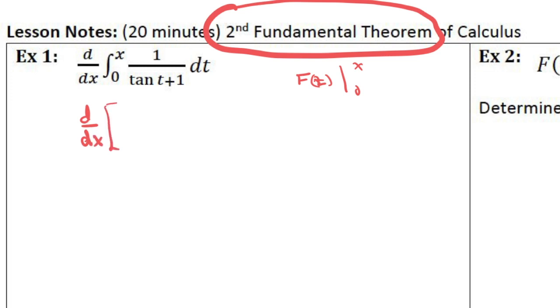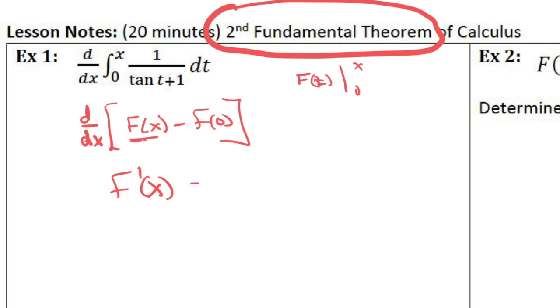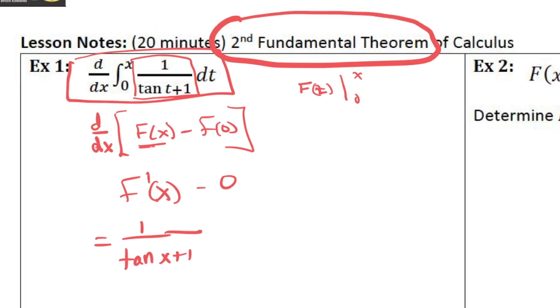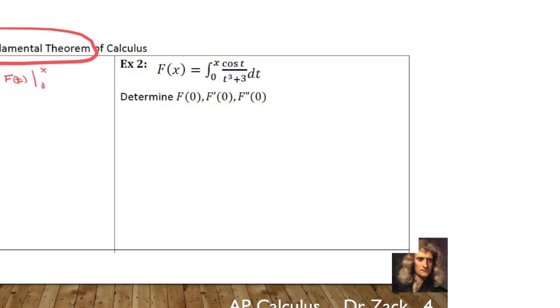We would then look for d dx of f of x minus f of 0. But d dx of f of x is f prime of x, and the derivative of f of 0 is just 0. But what does f prime of x equal? F prime of x is equal to 1 over the tangent of x plus 1. So the derivative of the antiderivative is going to be substitution, and we'll end up with our function.